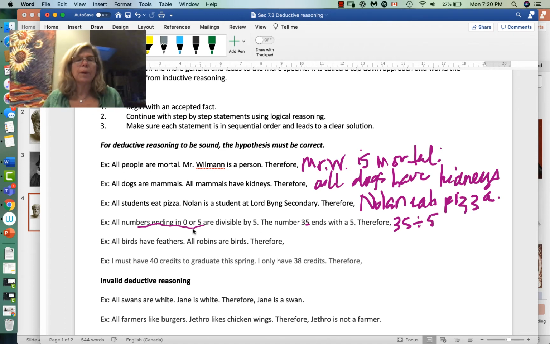Now, think about what would happen if things go wrong in one of these steps. So I'll do one more and then we'll go down to invalid reasoning. All birds have feathers, all robins are birds, therefore all robins have feathers, right?